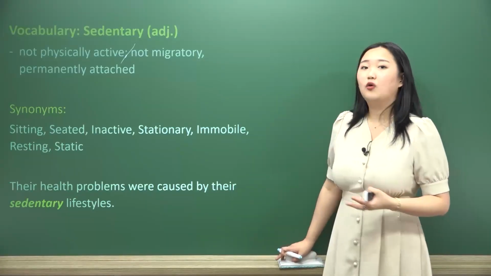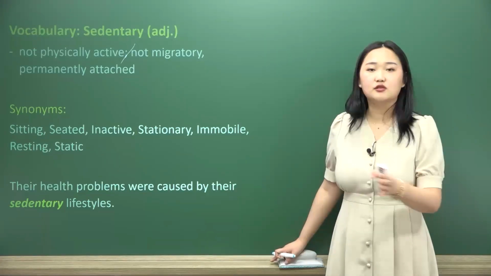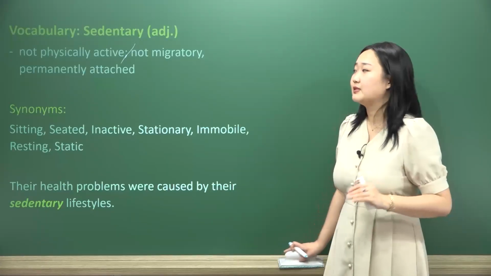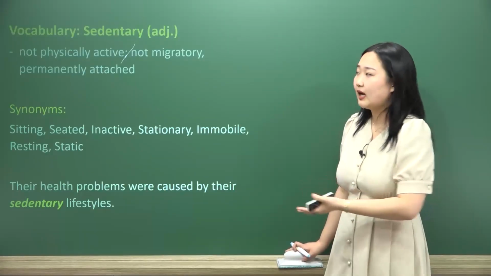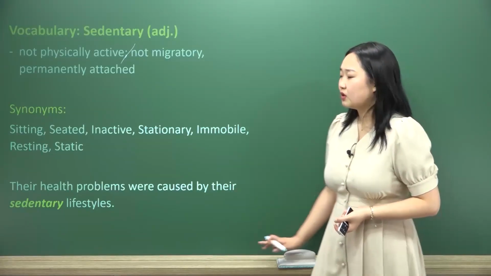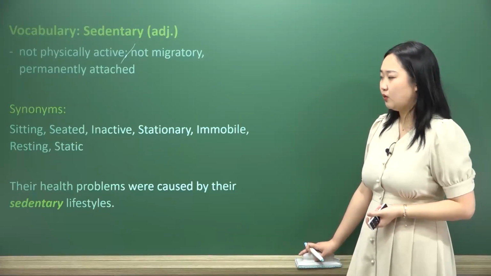However, if I said, oh, you know, that chair is sedentary, like in this room, that chair is sedentary. It doesn't move from its spot, it stays exactly where it is, and we always see it in that position. It's nearly permanently attached, and it's not migratory, it won't move around. Synonyms, therefore, are sitting, seated, inactive, stationary, immobile, resting, or static.